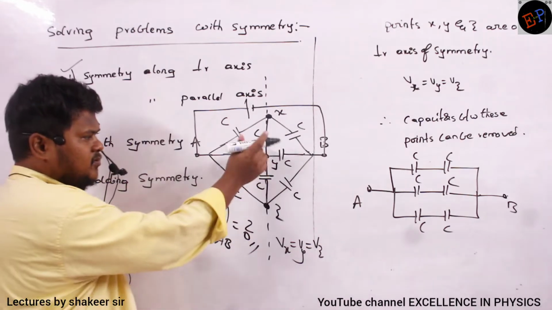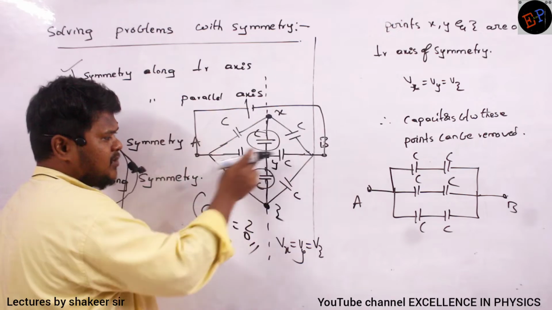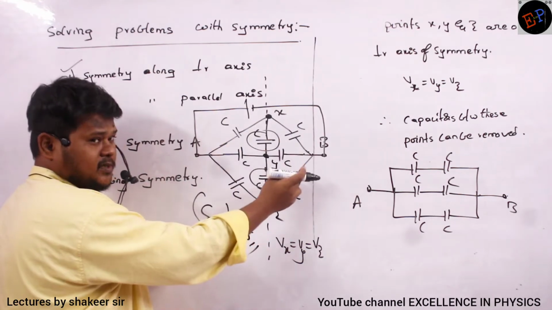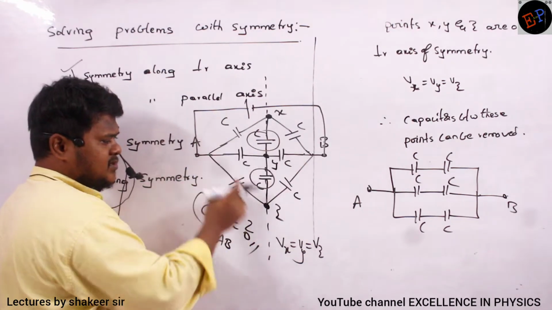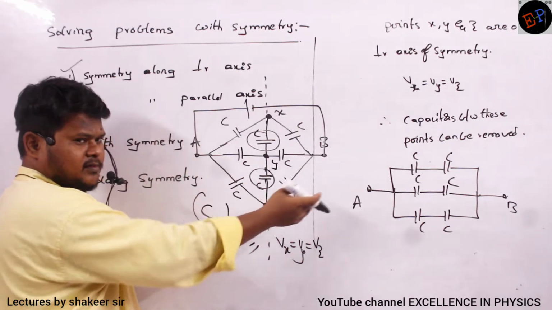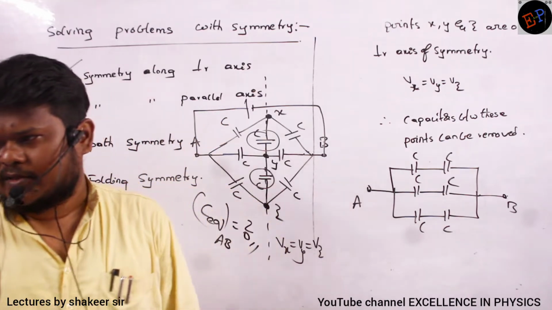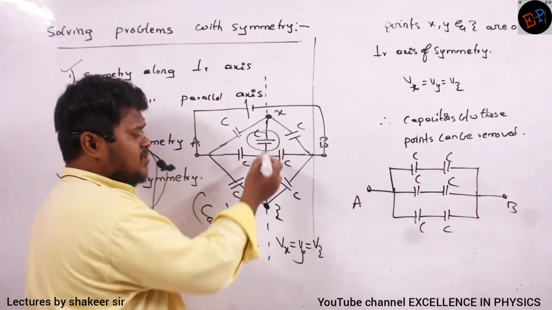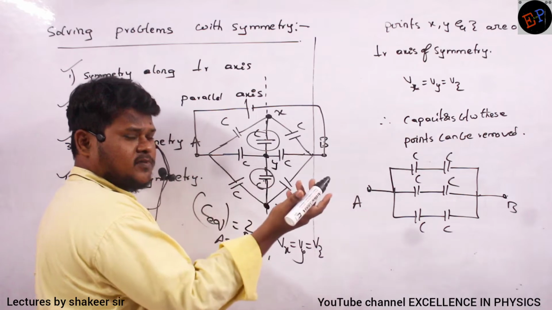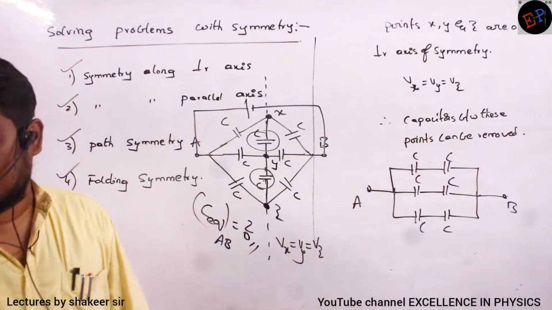If I just remove this capacitor and this capacitor, then how many branches do I have? One branch, second branch, third branch. And in these respective branches, capacitors are connected in series. And every branch is connected in parallel. So very easily I have solved this circuit. But when these two capacitors were present, I didn't know which one was in series, which one was in parallel. Now I got a clear-cut idea.